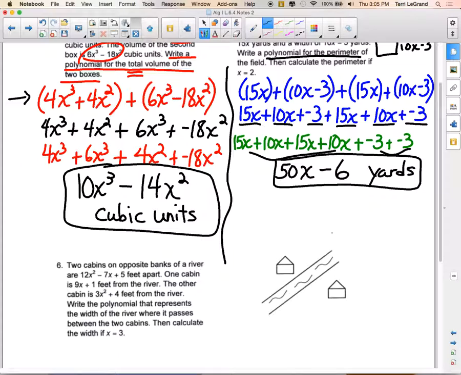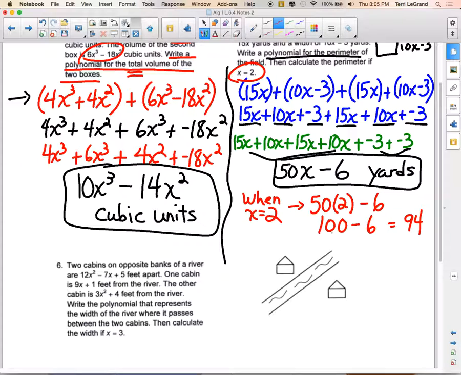Now they say, oh, hey folks, what is it when x is 2? So right here, when x equals 2, we are supposed to figure out what the perimeter is. So we just sub in, don't we? Why? We're not going to go up there and do it up there. That's a whole lot of work when we know that the perimeter is 50 times x and then subtract 6. So the perimeter is what? 94 yards. When x is equal to 2.